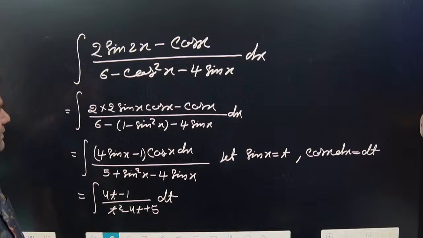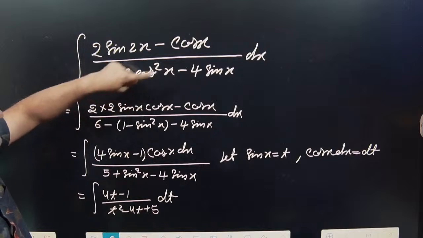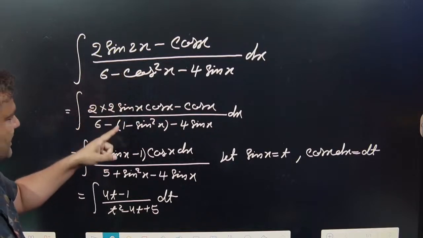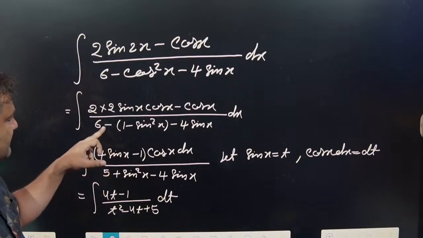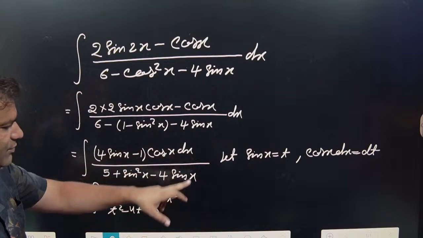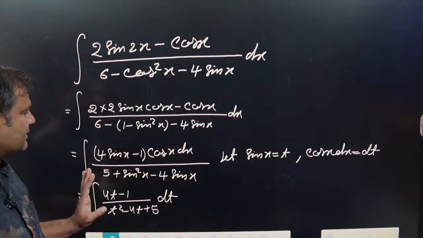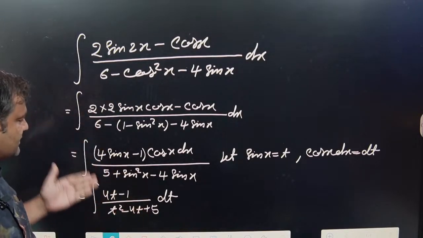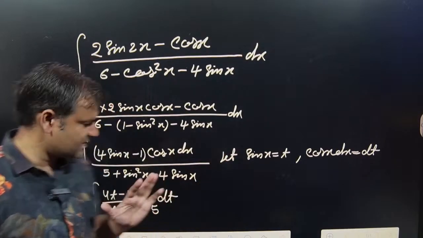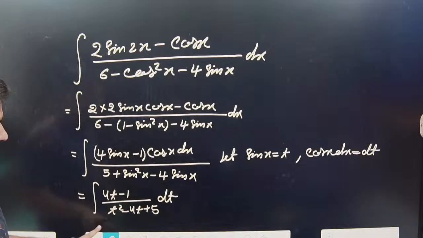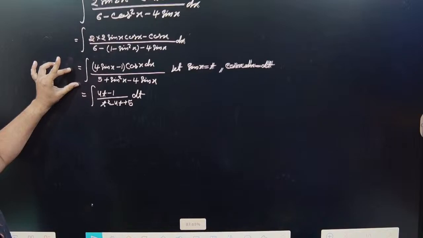After that, again try anyone. sin 2x is written as 2 sin x into cos x, and here cos x and cos x is replaced by 1 minus sin square x. So 6 minus 1 is 5, and here minus minus plus plus sin square x, and this is 4 sin x. Okay, after that I think there is no error in these 3 steps. So after that take sin x as t, then cos x dx is replaced by dt. So it is finally written like that. Okay, look here very carefully, how we can solve this type of problem.